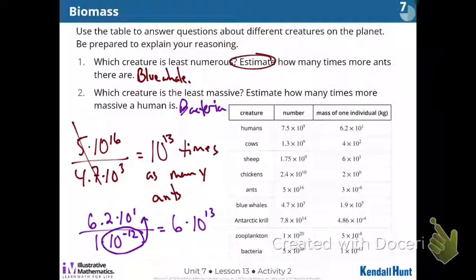So that many times the mass of people. So even though there's all those ants, people mass is significantly greater.